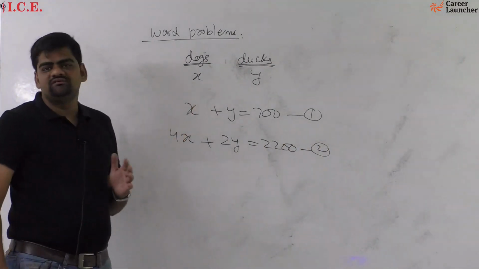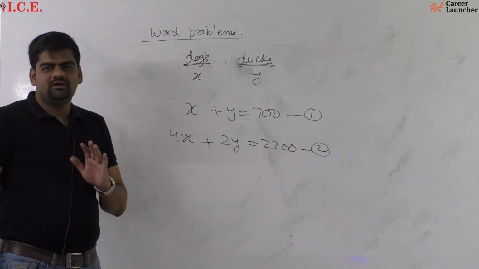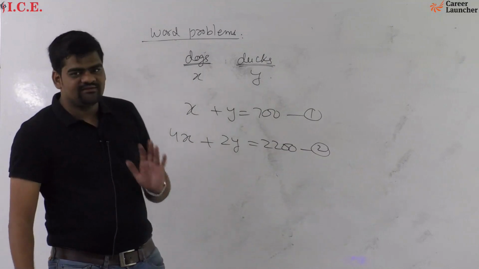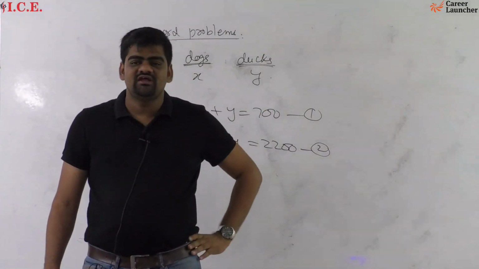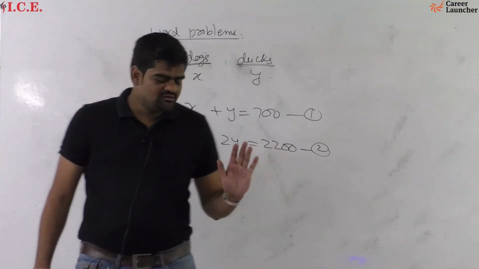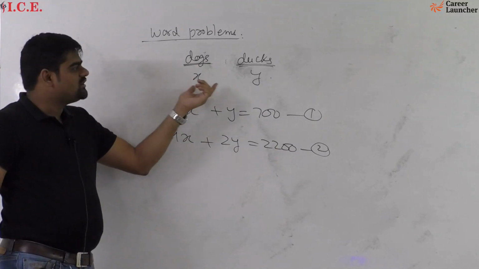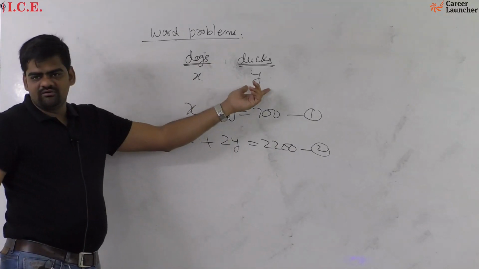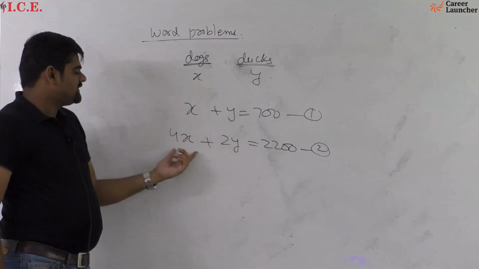Now don't say, sir, what if it is a lame dog? You have to understand this. If it is a Ravan, then you will have 10 heads. No, don't consider all those nitty-gritties. Consider that only one head will be there for all the dogs, and one head for ducks. Similarly, 2 legs for ducks, 4 legs for dogs. That is what I am doing.